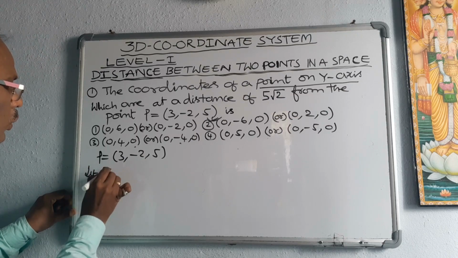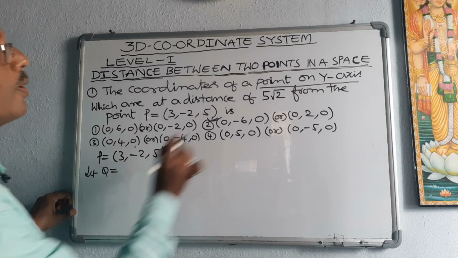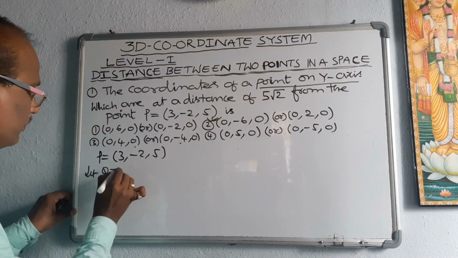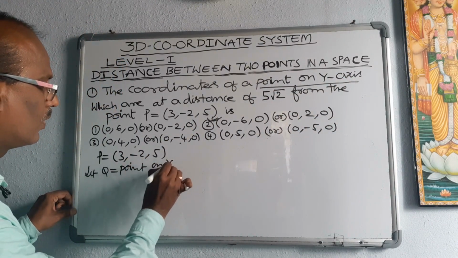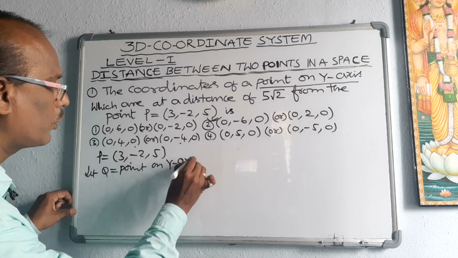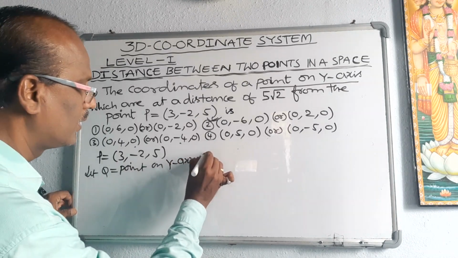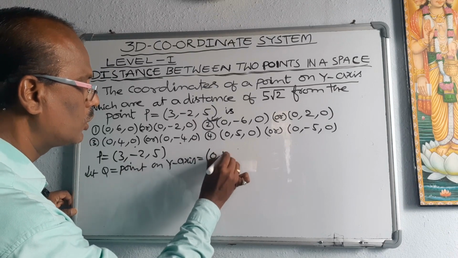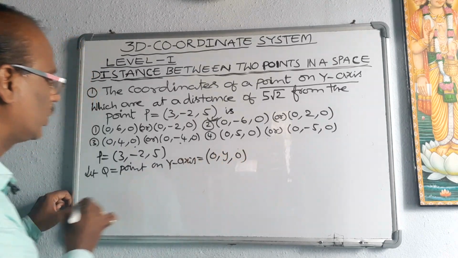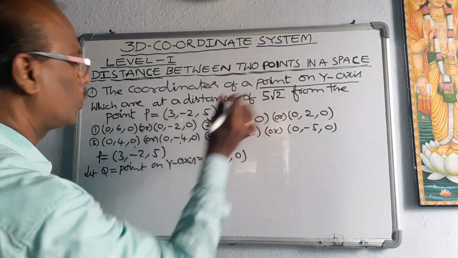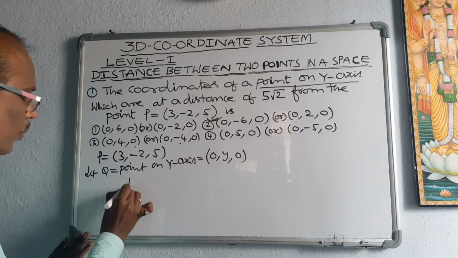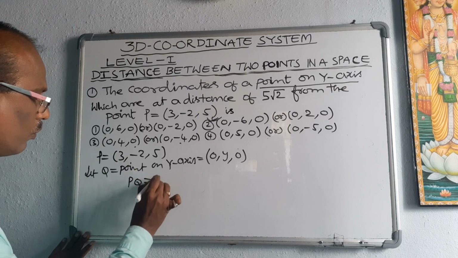Let Q be a point on the y-axis. The coordinates of a point on the y-axis are (0, y, 0). Given PQ distance is 5 root 2, so PQ is equal to 5 root 2.